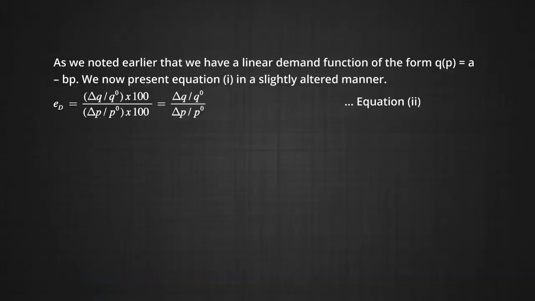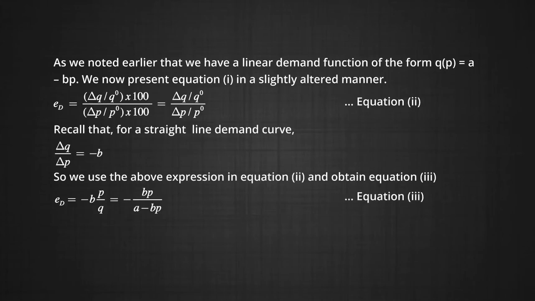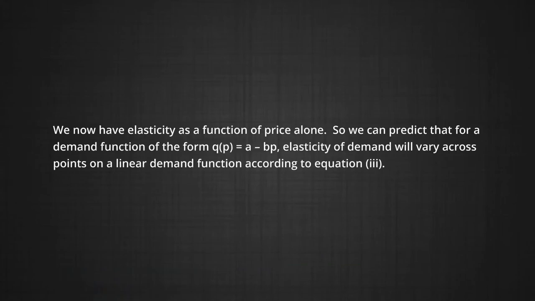As we noted earlier, we have a linear demand function in the form Q(P) equals A minus BP. We now present equation 1 in a slightly altered manner. Recall that for a straight line demand curve, the slope is minus B. So we use the above expression in equation 2 and obtain equation 3. All that we have done here is to substitute minus B for the slope, which is change in quantity divided by change in price, in the first term. In the second term, we have substituted the value of Q from the equation of the straight line. We now have elasticity as a function of price alone.